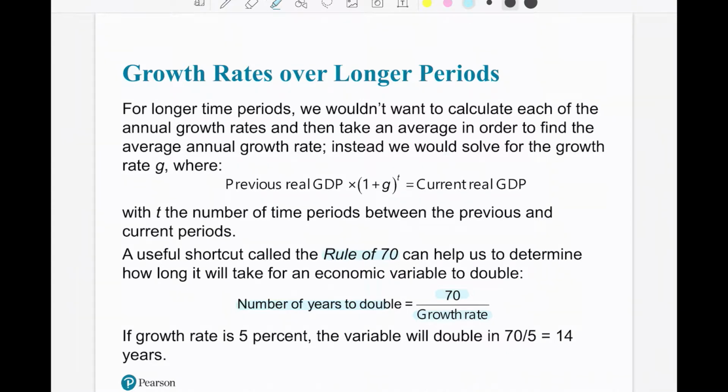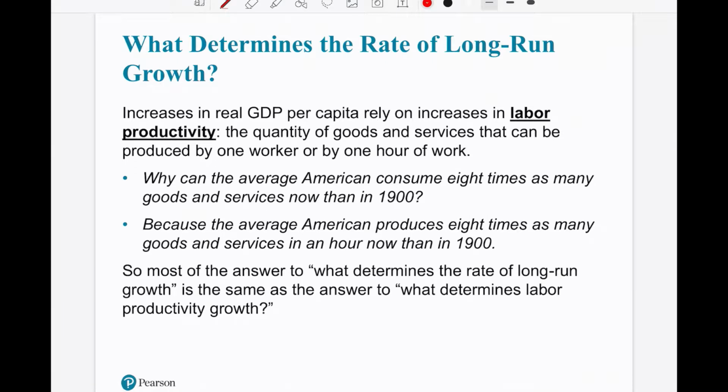Now, if the growth rate is 5% here, so we would just say 70 over 5, which is equal to 14. So if the United States had a steady growth rate of 5%, it would take 14 years for our real GDP to double. Now, small differences in growth rate can have large effects on how rapidly the standard of living in a country increases. Now, increases in real GDP per capita rely heavily on increases in labor productivity.